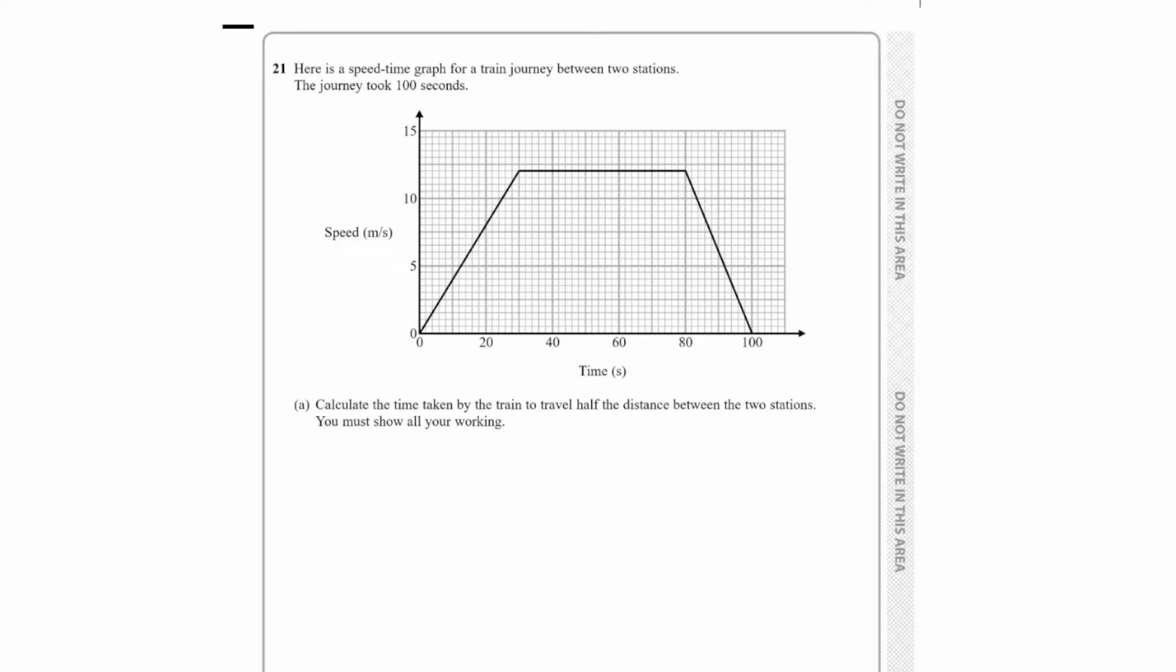Question 21. Here is a speed time graph for a journey between 2 stations. The journey took 100 seconds, as you can see. Calculate the time taken by the train to travel half the distance between the 2 stations.